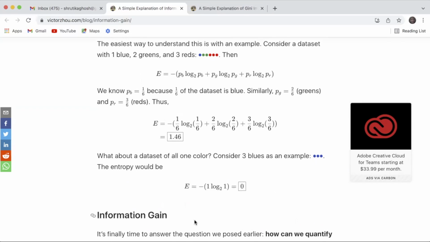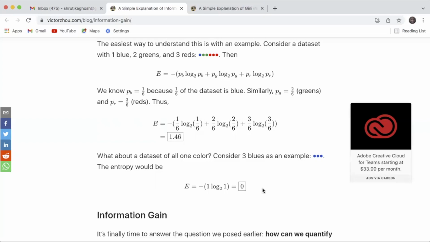Now, as another example, if there is a data set which has only three blue balls, in that case the entropy is going to be zero. The probability of picking a blue ball from a data set of only blue balls is going to be 1, and that is why we arrive at an entropy of 0, which tells us that there is no disorder or impurity.